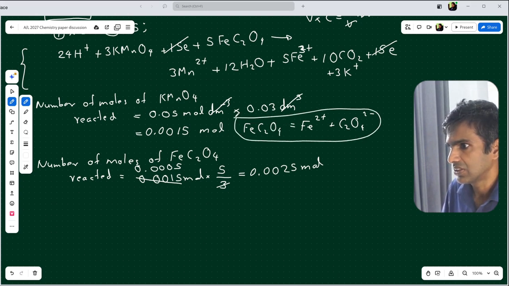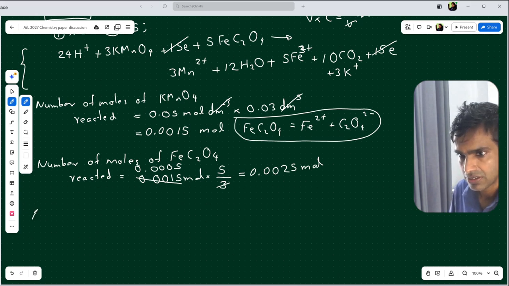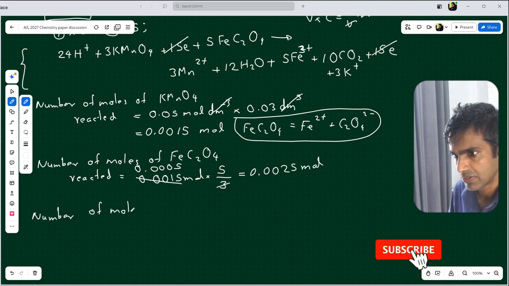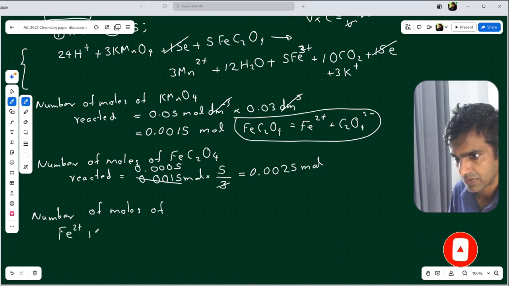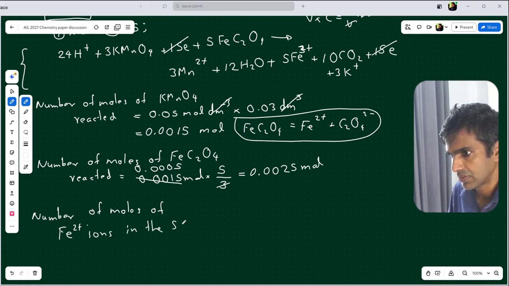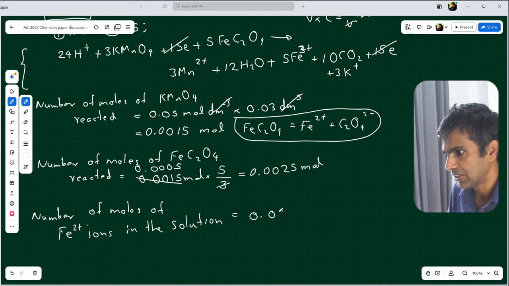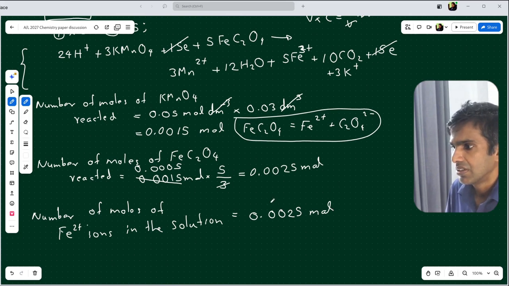We can use this relationship. Therefore, we can calculate number of moles of ferrous ions in the solution. So it is same as the number of moles of ferrous oxalate, which means 0.0025 moles. Now we can calculate the concentration of ferrous ions.